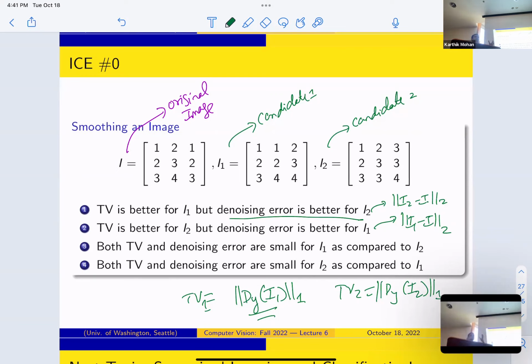So when you did the TV for assignment 2, the algorithm was looking for these candidates and picked the one that has the best trade-off between the denoising error and the TV error. Right? Isn't that what you guys did? Yeah. So it's just a small illustration of it. So conceptually, this is what it looks like. Any questions on this?